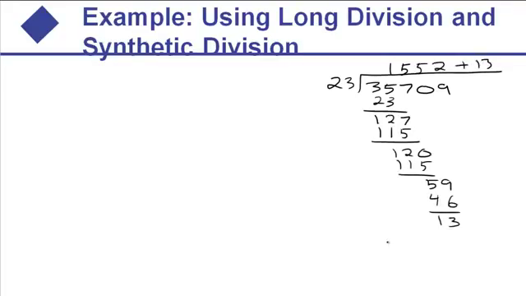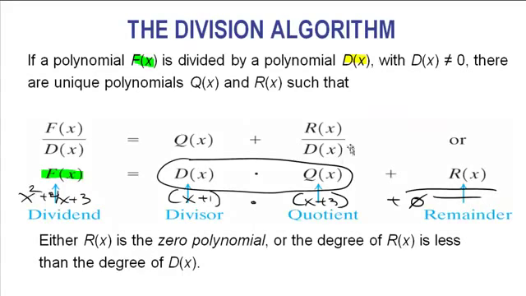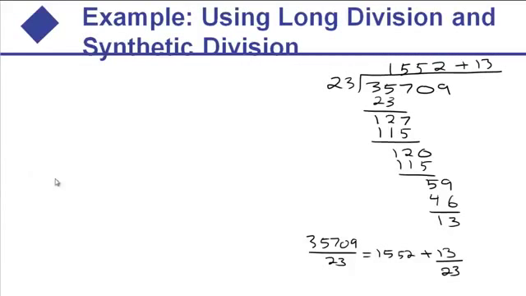And we could write it as 35709 over 23, because that's what it means to be divided by 23, equals 1552 plus 13 over 23. Because this is how much, and then the remainder is always being divided by that thing. It's that leftover bit, because the whole thing was being divided by 23. So that's where this whole remainder over d comes from. It's that same kind of idea.